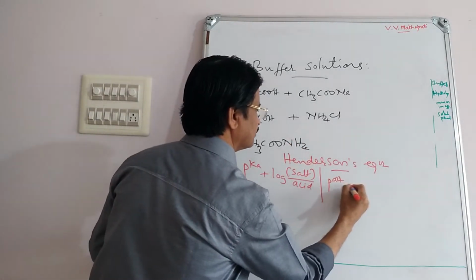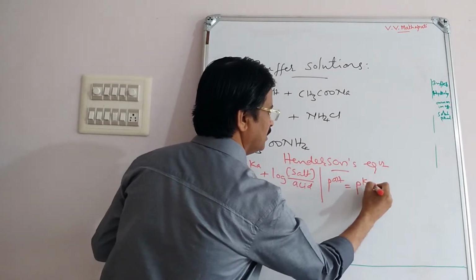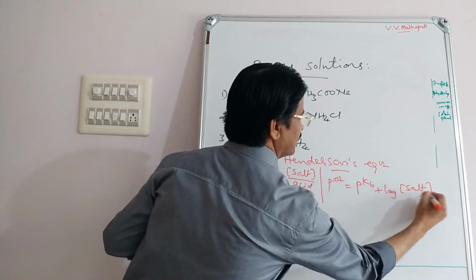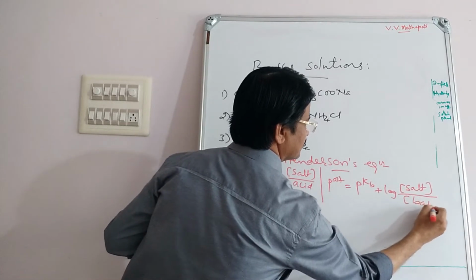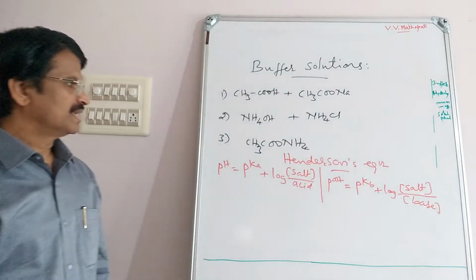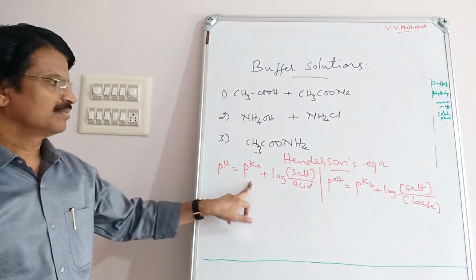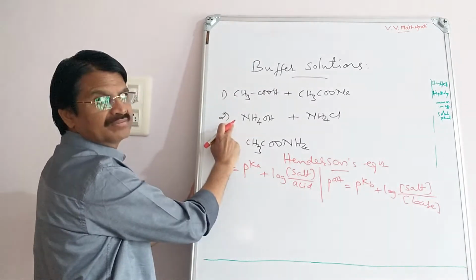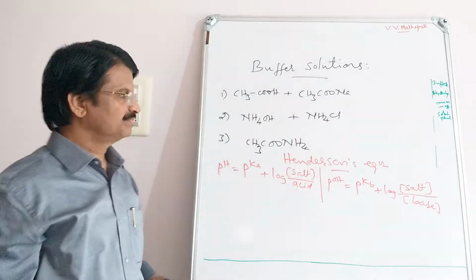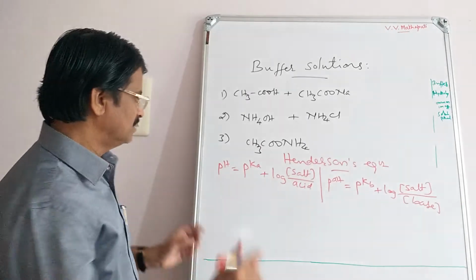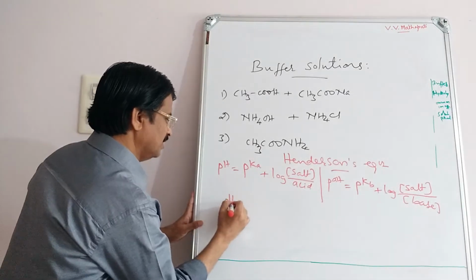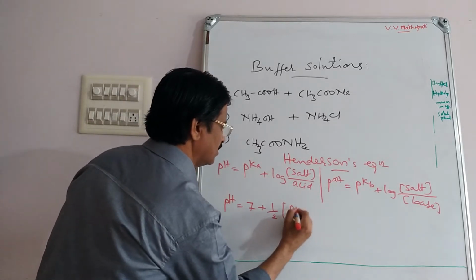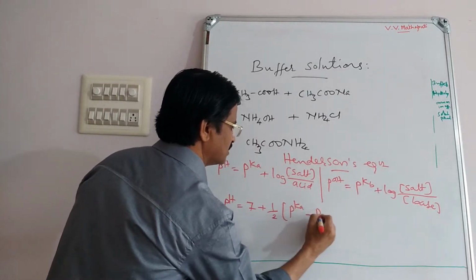pOH equal to pKb plus log salt by base. For acidic buffer, first equation; basic buffer, second equation. For neutral buffer, the same formulas we cannot use, and there is a formula for neutral buffer: pH equal to 7 plus 1 by 2 bracket pKa minus pKb.